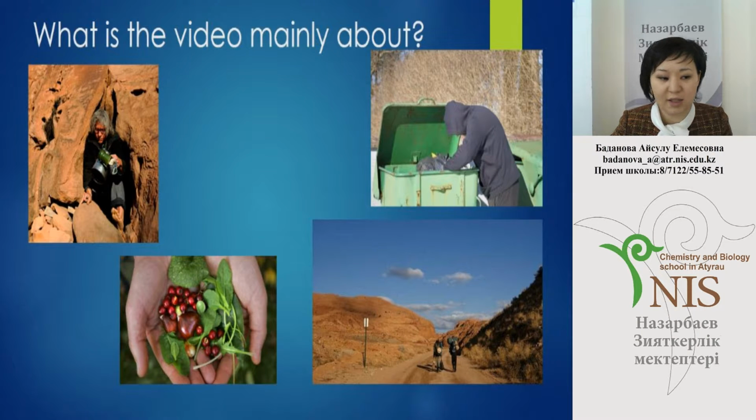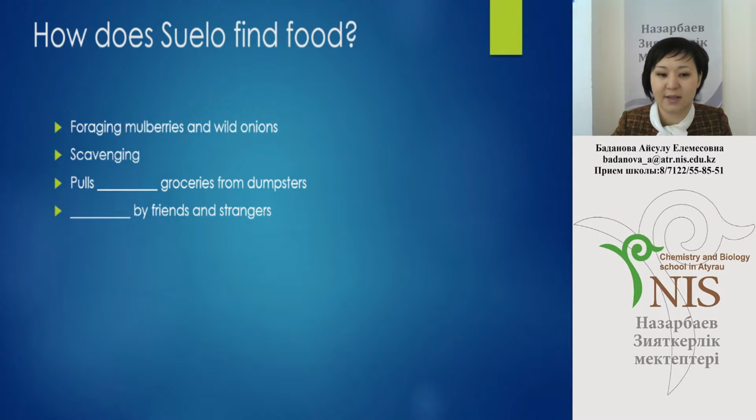Now let's look at this slide. So how does Suelo find food? Suelo is a person who lives in a cave, right? How does he find food? So he said no to money, yeah? But there is some way that he needs to find food. How does he do that?